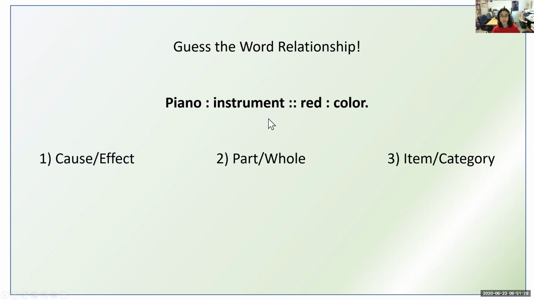Piano is to instrument just as red is to color. So does this word relationship seem like a cause-effect, part whole, or item category one? So on your piece of paper, I believe this is number 4 for everybody. On your piece of paper, I want you to write down the number 4 and then write which word relationship you think that analogy falls under. Piano is to instrument just as red is to color.